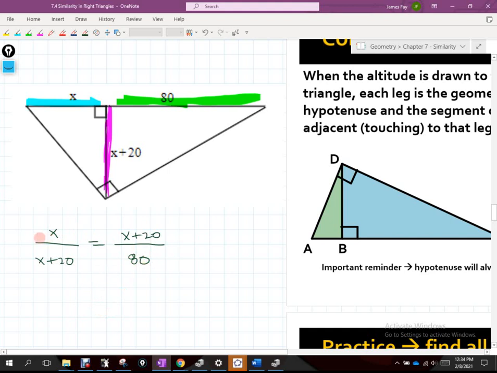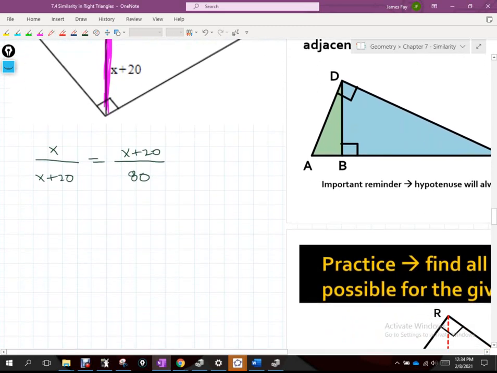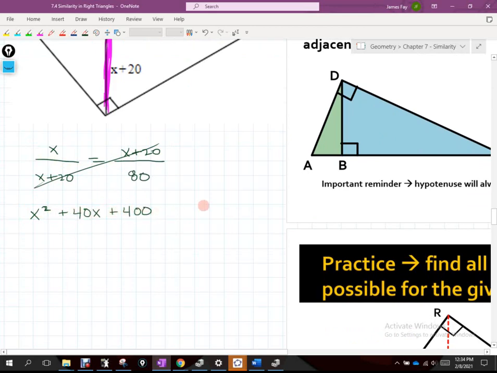Now, it doesn't matter where x and 80 go. You can flip-flop them, because when I cross multiply, I still get the same results. So when I cross multiply here, I'm multiplying these two, and I get x squared plus 40x plus 400 equals 80x.